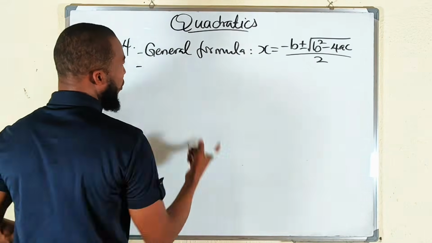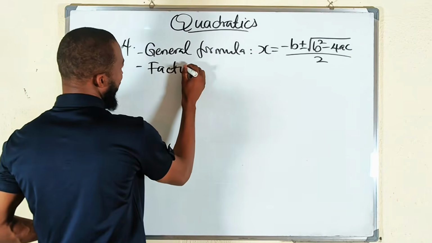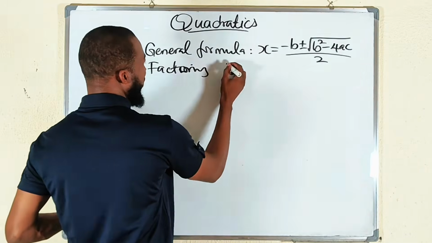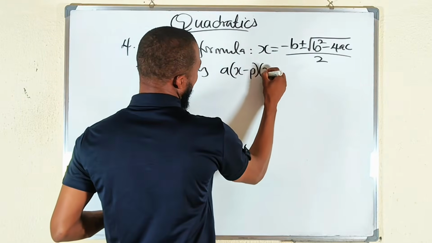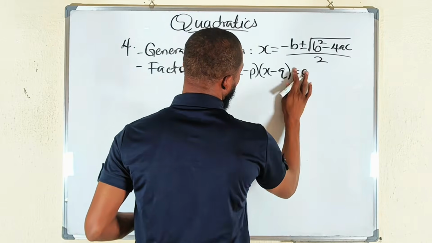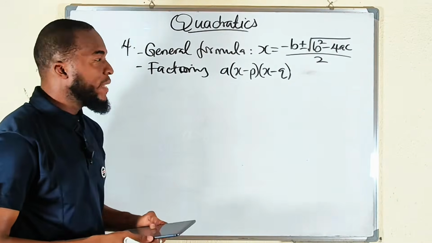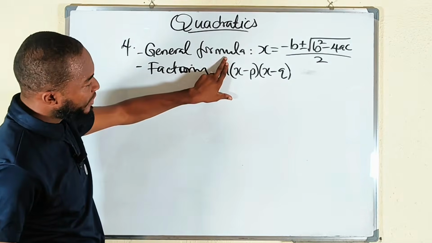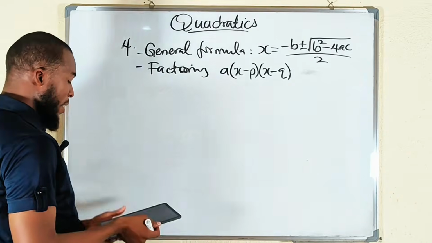Secondly, you can solve quadratic equations by factoring. I've shown you how the factored form looks if you have a(x minus p)(x minus q) equal to 0. So the expression on the left hand side can be factorized as this when the leading coefficient a is not 1. But if the leading coefficient is 1, you may not see the a. You will only see (x minus p) times (x minus q).